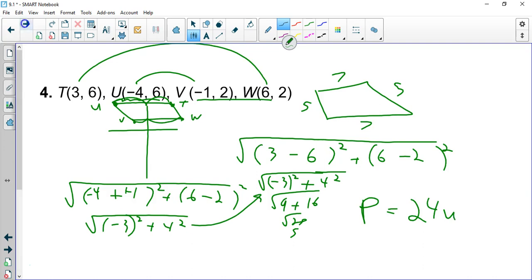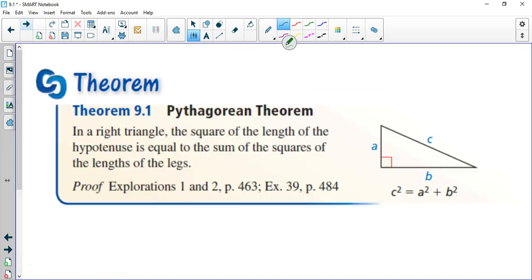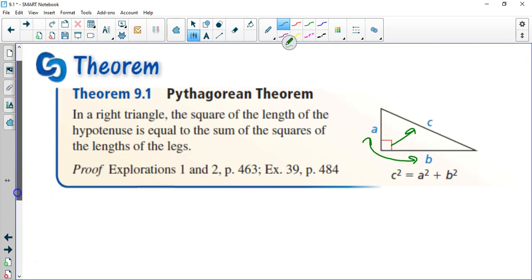That's it. Okay, now on to the new stuff, which is really not that new. The Pythagorean Theorem. You've done this in algebra already. The right triangle, this side is always the hypotenuse. It's the longest side. Very important to remember that. A and B are interchangeable. It doesn't matter which one you call A and B.